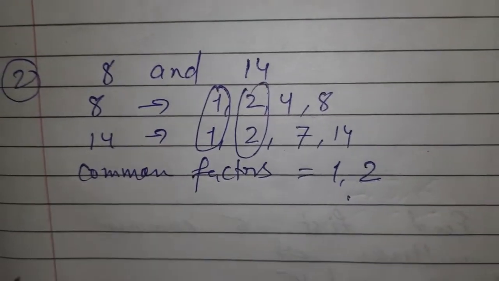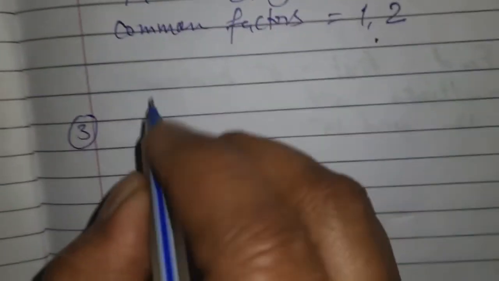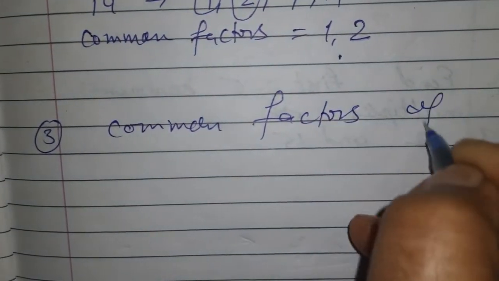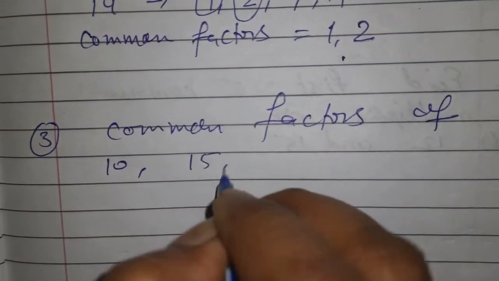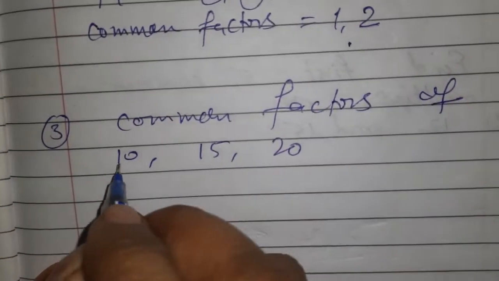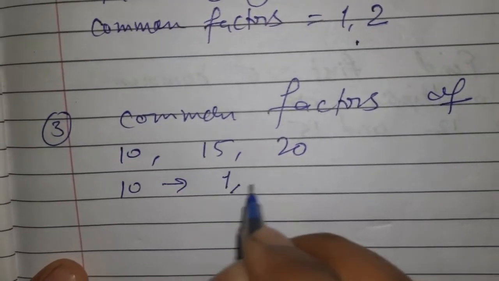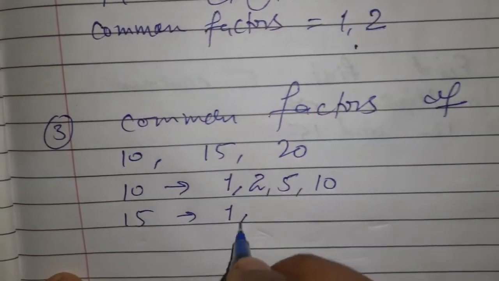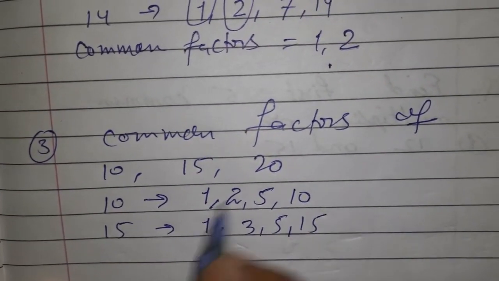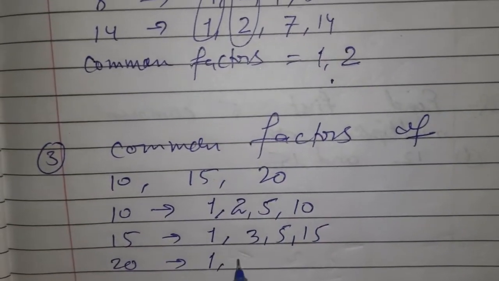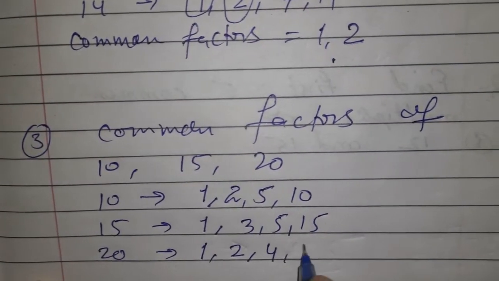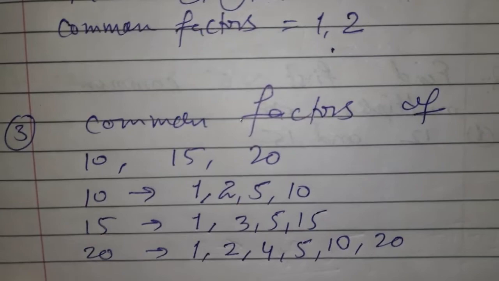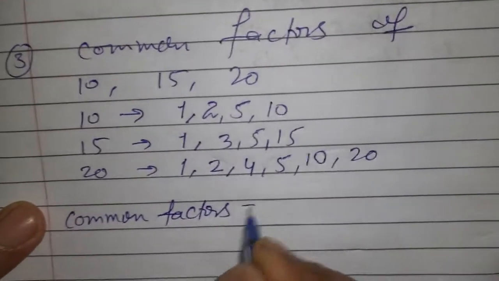Just take one example of 3 given numbers. Find the common factors of 10, 15 and 20. Okay, so first write the factors of 10. What are the factors of 10? 1, 2, 5, 10. What are the factors of 15? 1, 3, 5, 15. 20: 1, 2, 4, 5, 10 and 20. Now common factors, how do you find? See which number is common.